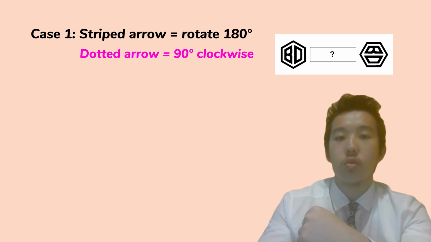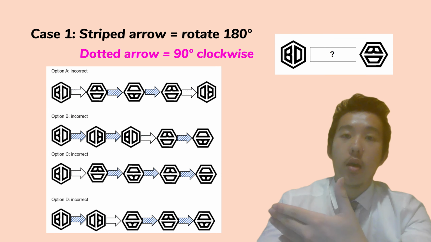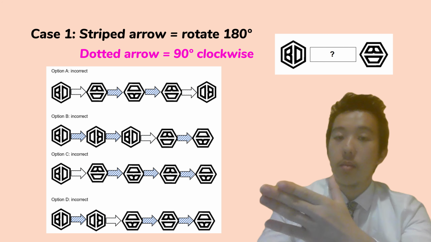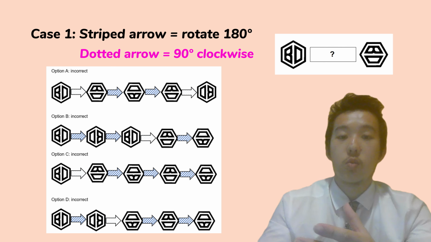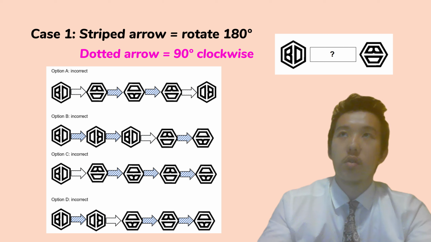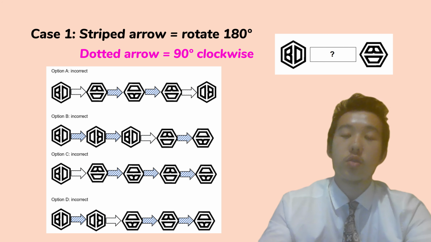Now we're going to go on to option B and repeat this process. We're going to go all the way from option B to C to D. It's the same process, same concept, but after exhausting all the options, we can see that all of those options are incorrect. Right, so that tells us that case 1 may not necessarily work. We're just going to have to move on to case 2 and 3.